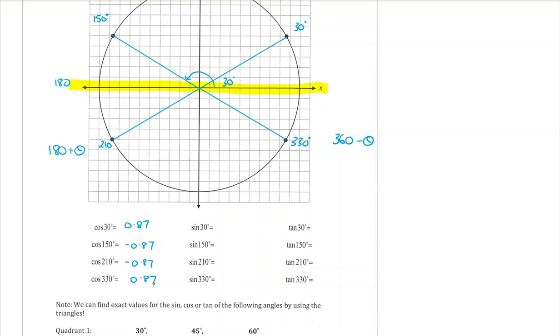Type in sine of 30. Yes, 0.5. What about sine of 150? 0.5 again. Sine of 210? Negative 0.5. And sine of 330? Cool. All right. All the same value. 2 positive, 2 negative. All right. What about tan?